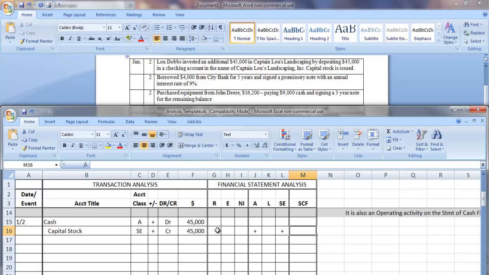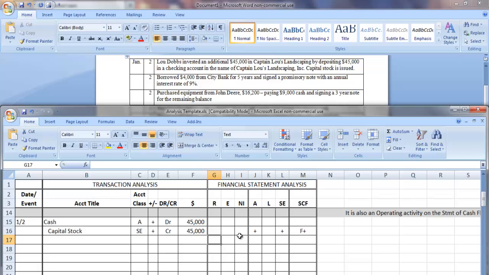Cash was involved, so this activity would appear on the statement of cash flows. This activity, the issuance of stock, is always a financing activity, and we've increased cash, so it's a cash inflow. So we'll denote that F+ for financing inflow. And that's it for the first transaction.